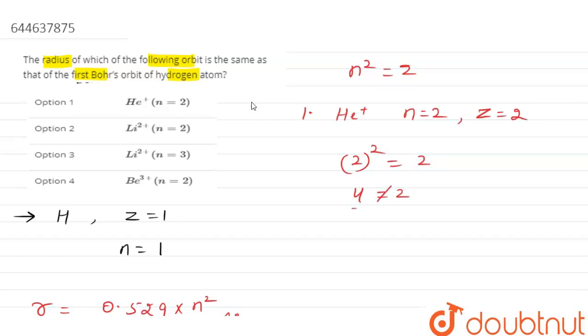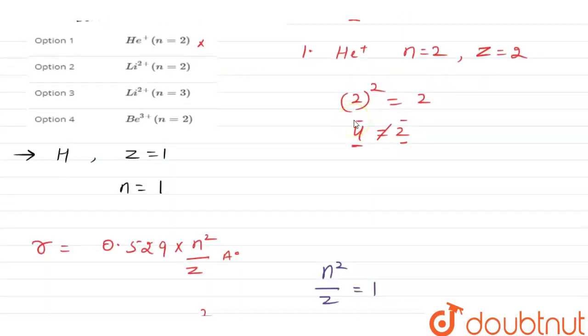So this is incorrect. That's why option A is incorrect, because we need n square to be equal to Z. If we have 2 here, then we also get 2 here. If we have 4 here, then we should also get 4 here, so that our radius becomes equal. So option A is wrong. Now let's see option 2.